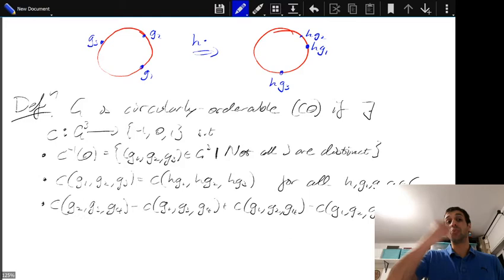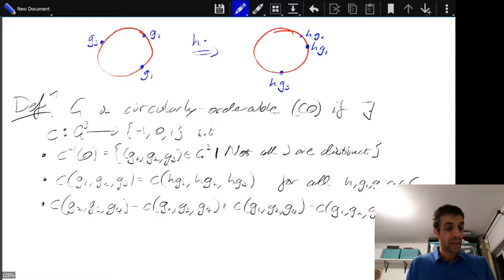C returns 1 if the tuple (g1, g2, g3) goes counterclockwise around a circle. It returns -1 if it goes clockwise around a circle. And it returns 0 if two of them coincide. So that's the definition of a circular ordering of a group. And a group is circularly orderable if there exists a circular ordering.